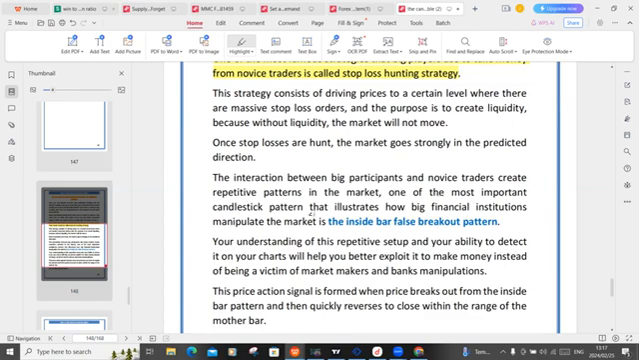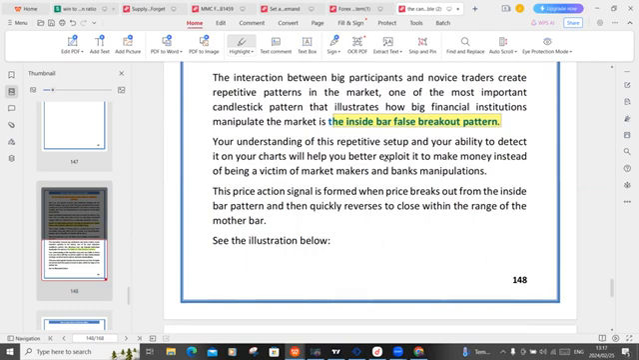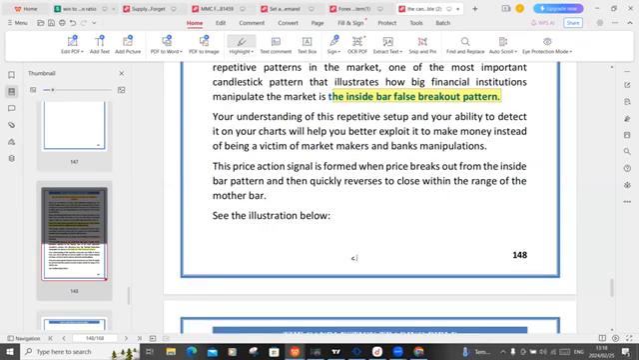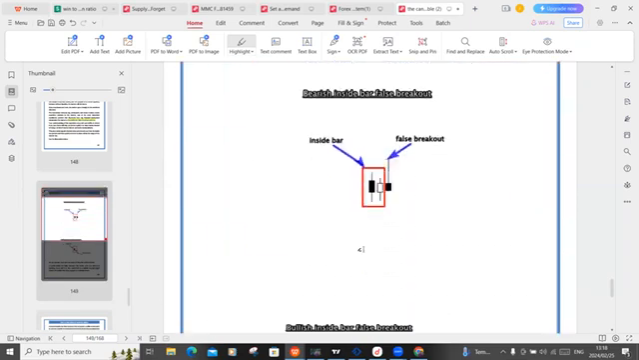One of the most important candlestick patterns that illustrates how big financial institutions manipulate the market is the inside bar false breakout pattern. Your understanding of this repetitive setup and your ability to detect it on your charts will help you better exploit it to make money instead of being a victim of the market makers and bank manipulations. This price action signal is formed when price breaks out from the inside bar pattern and then quickly reverses to close within the range of the mother bar. See the illustration below. All right, so let's see the illustration.